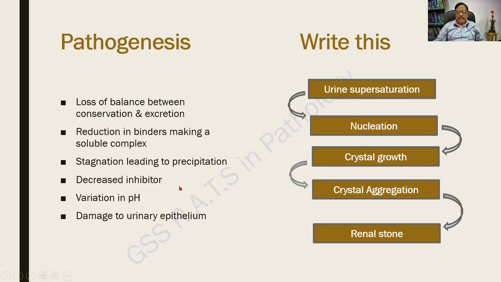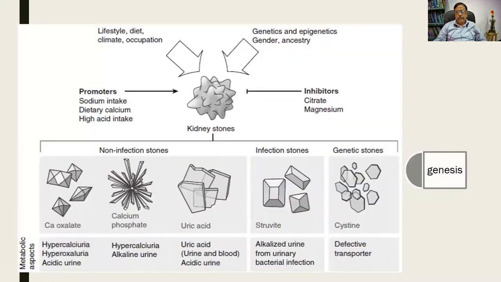There are various factors here. For example, a variation in the pH or damage to the renal epithelium. All of this can lead to precipitation, stagnation itself. So regarding the pathogenesis, I feel this flow chart is more than enough, and you can mention a couple of factors from these. This is another nice flow chart that I picked up, and it gives us an idea as such.